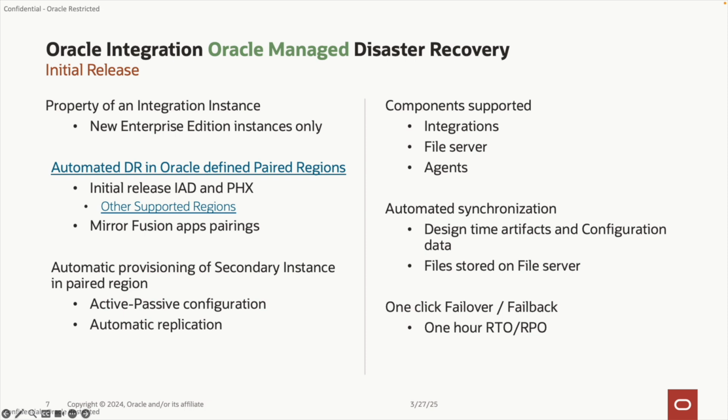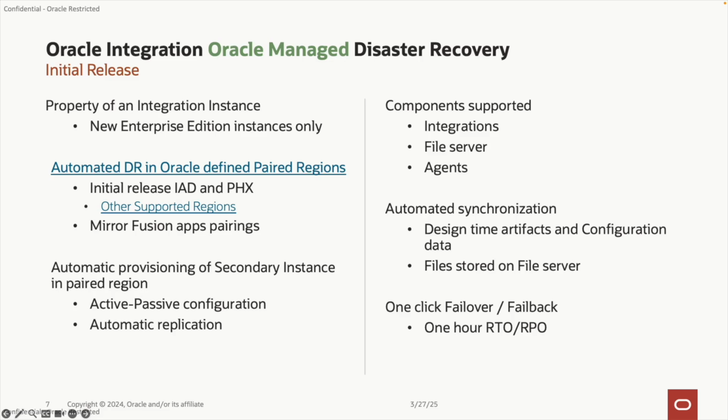There are several key considerations of this solution. This functionality works only with new Enterprise Edition integration instances. You cannot configure this Oracle managed disaster recovery solution for an existing instance. The solution is available in several regions where each region is paired with another specific region for failover. It initially started with Ashburn pairing with Phoenix as the failover region, and you can find all other available pairs from the linked document.